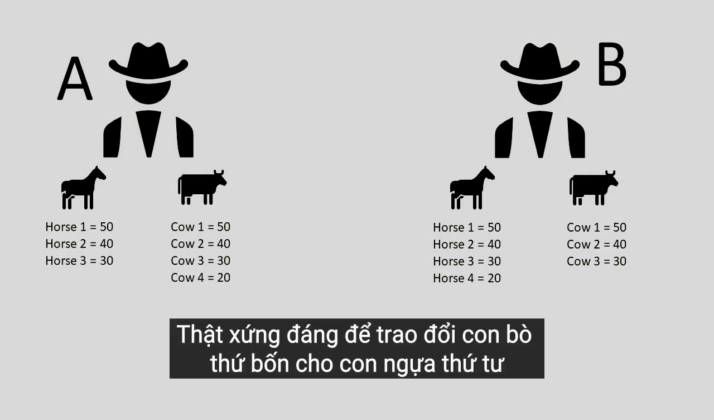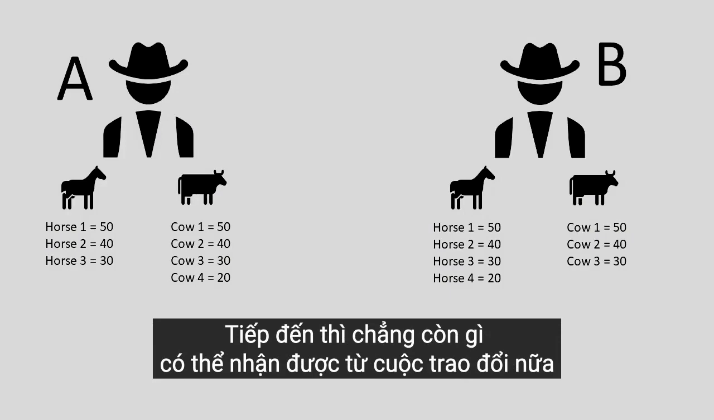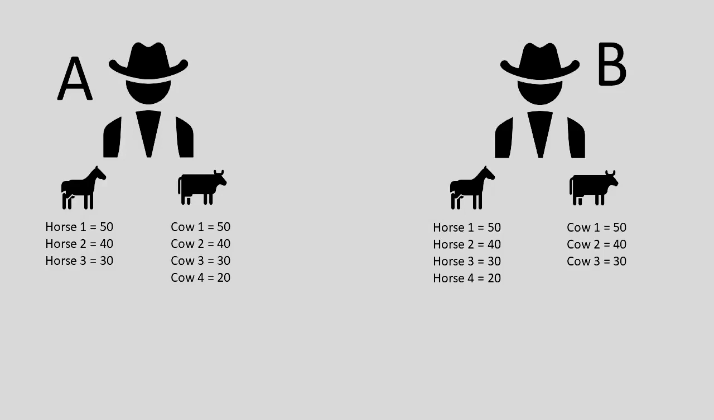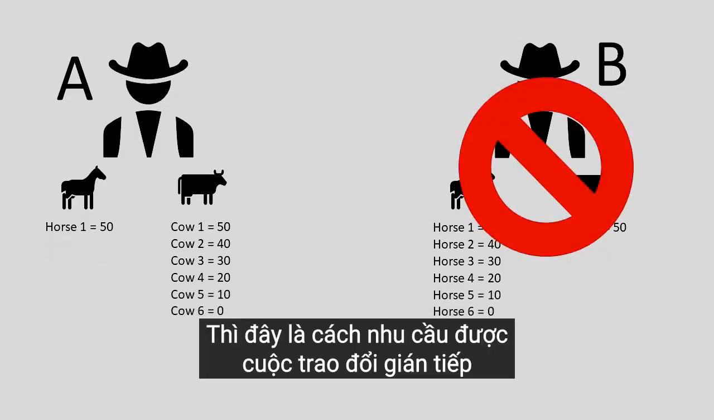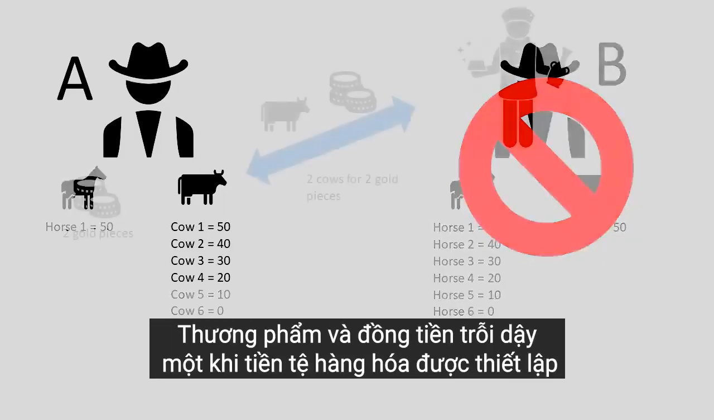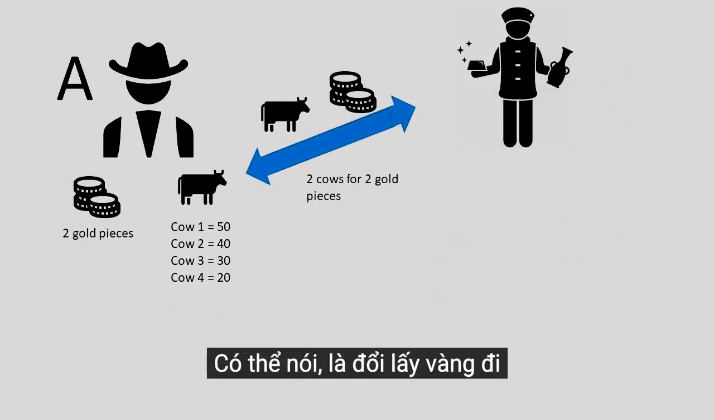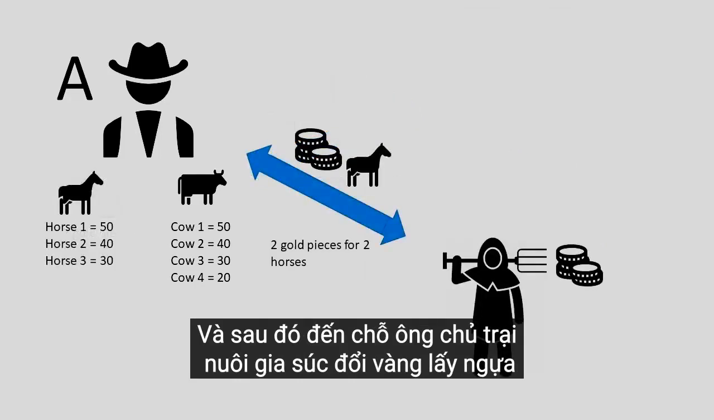Is it worth swapping the 4th cow for the 4th horse? Since both of them satisfy the same number of needs, there's nothing to be gained from this exchange, and both cowboys can go their own way. But what if our cowboy cannot find someone to trade exactly 2 cows for 2 horses? Well, this is how the need for indirect exchange and commodity money arises. Once commodity money is established, the cowboy can sell the cows to a trader in exchange, let's say for gold, and then go to a rancher and exchange that gold for horses.